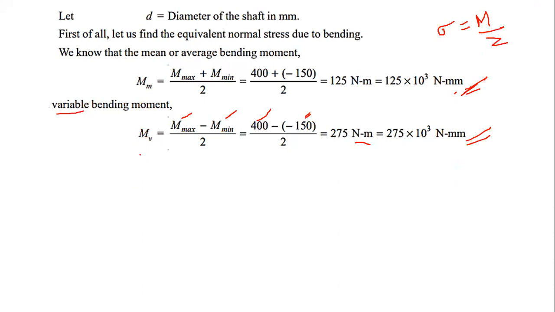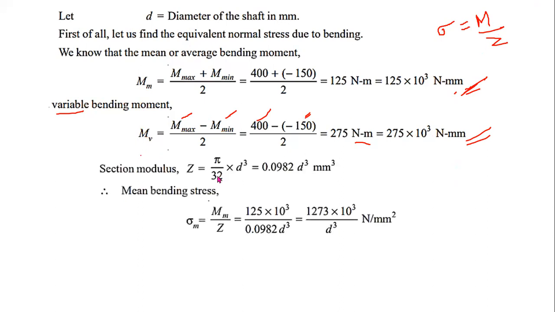Here Z equal to pi d cube by 32 is the section modulus for solid shaft. For circular solid shafts, Z equal to pi d cube by 32. This is the standard formula. Section modulus Z equal to I by y, moment of inertia about x-axis divided by radius of the shaft.